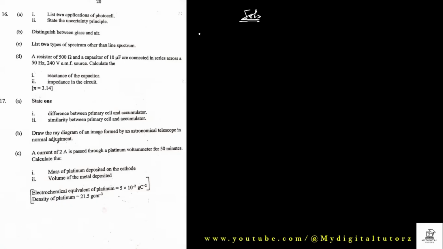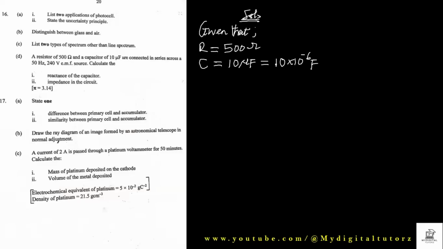Solution. So given that the resistor is equal to 500 ohms, then we have the capacitor to be equal to 10 microfarad, which is 10 times 10 raised to power minus 6 farad, and is connected in series across a 50 hertz. So we have frequency is 50 hertz, and the voltage is 240 volts, right? That is the AC source. Now we are asked to calculate the reactance of the capacitor, X subscript C. So that's what we are looking for.